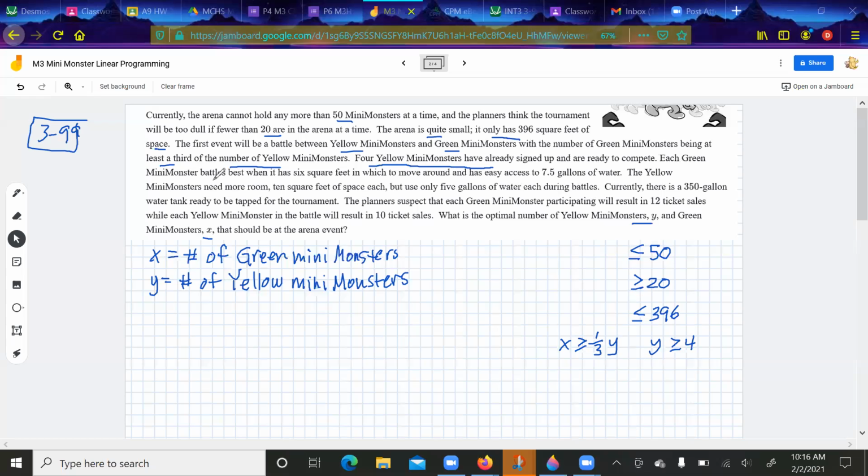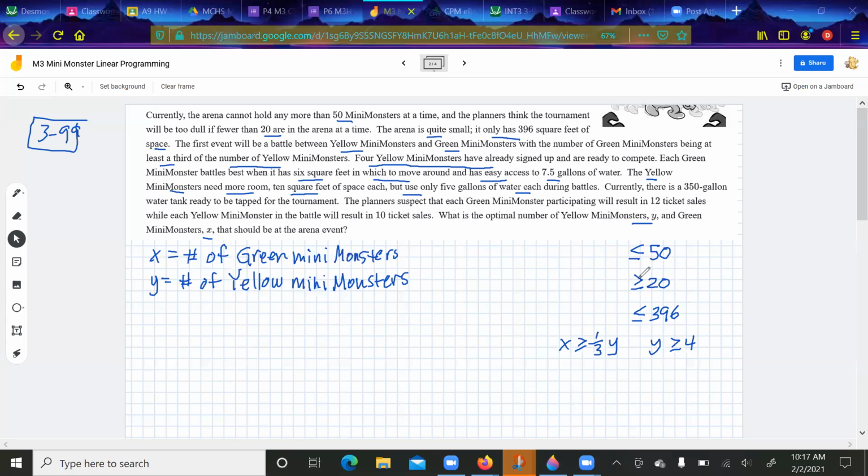Each green mini monster battles best when it has 6 square feet in which to move around and has easy access to 7.5 gallons of water. The yellow mini monsters need more room, 10 square feet of space, but use only 5 gallons of water during each battle.